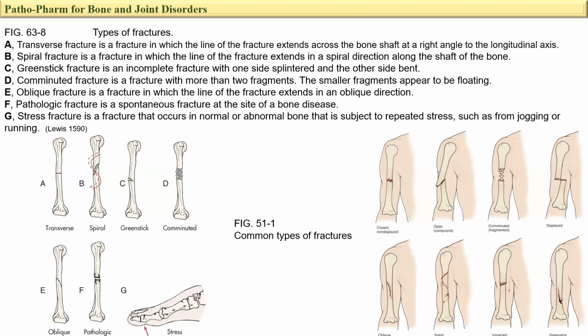Oblique is a fracture in which the line of the fracture extends in an oblique direction, not straight. And then the pathologic fractures: that's a spontaneous fracture at the site of bone disease, and that's associated, again, as we said, with advanced severe osteoporosis. So when a patient has advanced severe osteoporosis, we turn the patient, we have to be careful because of that turning.